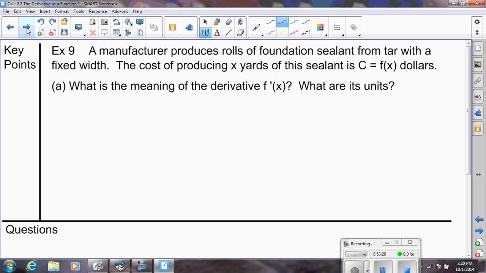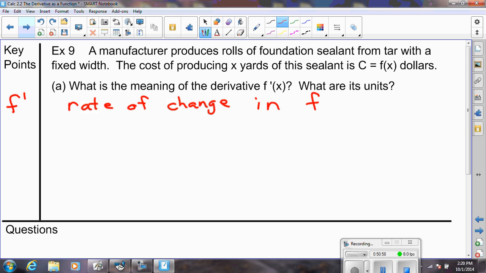All right, example 9. A manufacturer produces rolls of a foundation sealant from tar with a fixed width. The cost of producing x yards of the sealant is this cost, C equals f of x. What is the meaning of f prime of x? Well, remember, derivative means rate of change. f prime is the rate of change in f.